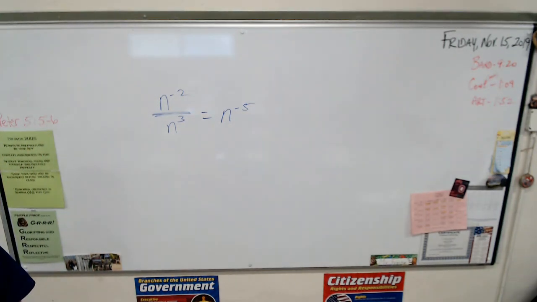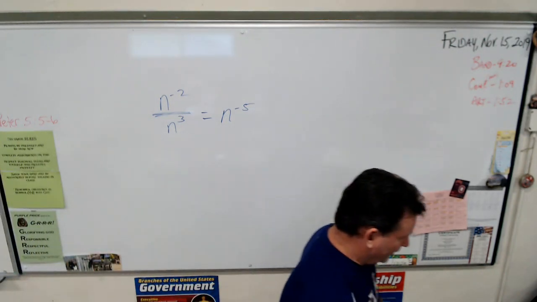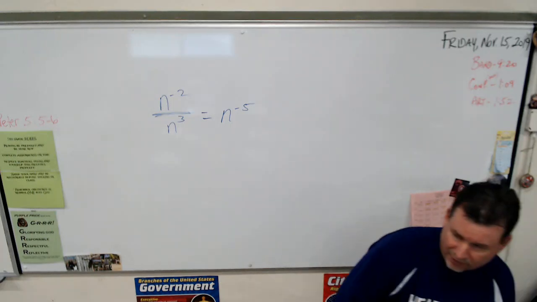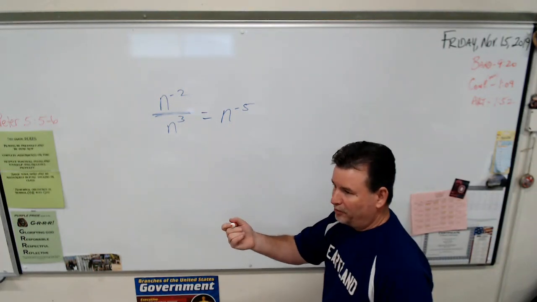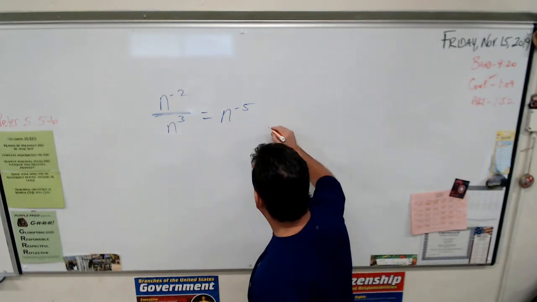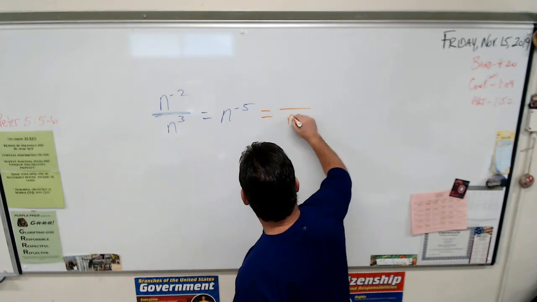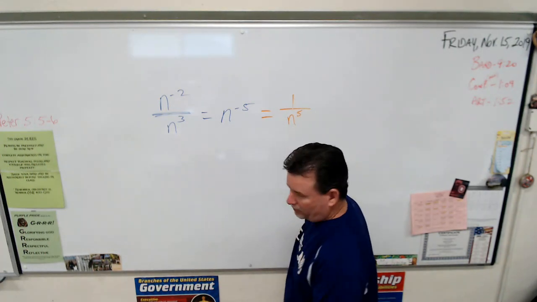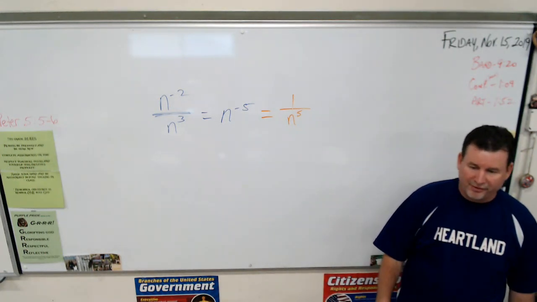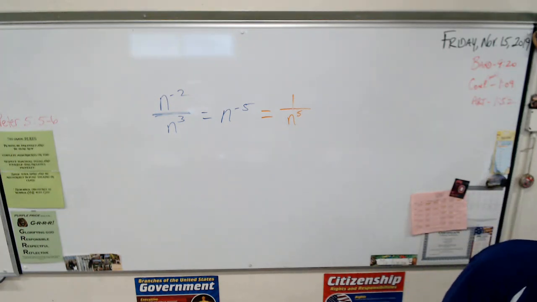So if this is n to the negative 5, what do you do when you have a negative exponent? Remember this simple little thing, David? When you have a negative exponent, you simply put it in the denominator as positive under 1. Way to go. And number 11.